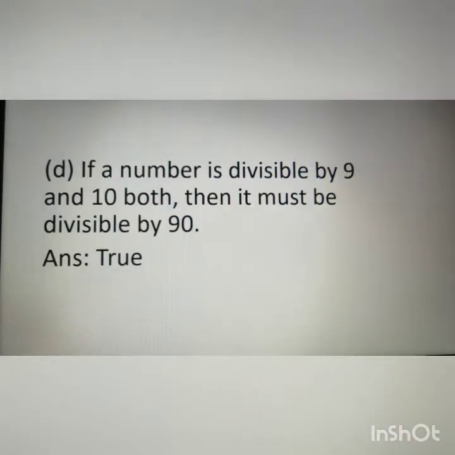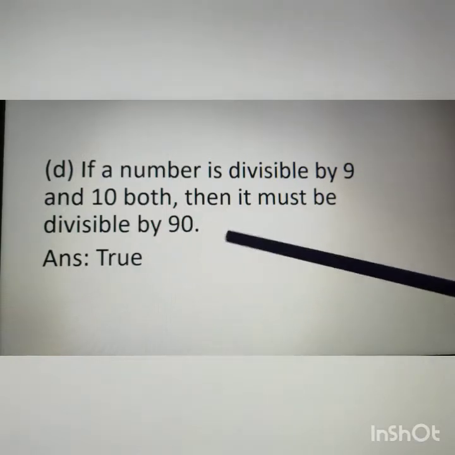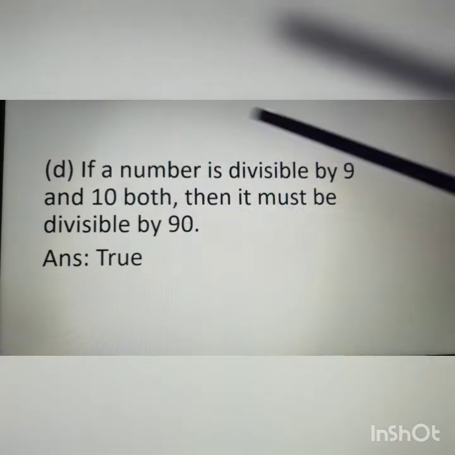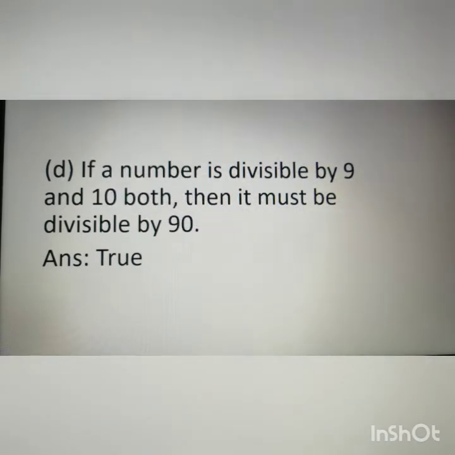Question D: If a number is divisible by 9 and 10 both, then it must be divisible by 90. Answer is true. We know 90 is equal to 10 into 9, and 10 and 9 are co-prime numbers. So, if a number is divisible by 9 and 10, then it is divisible by 90 also.